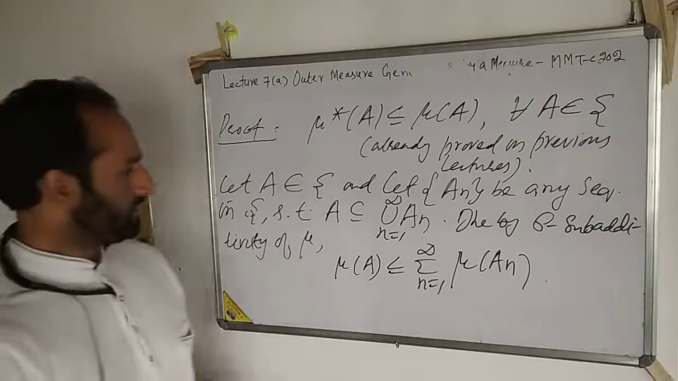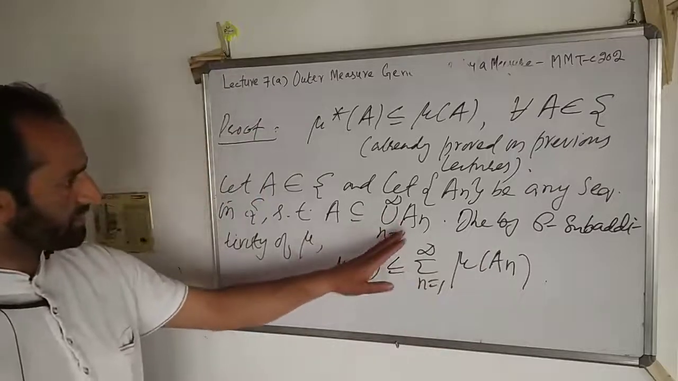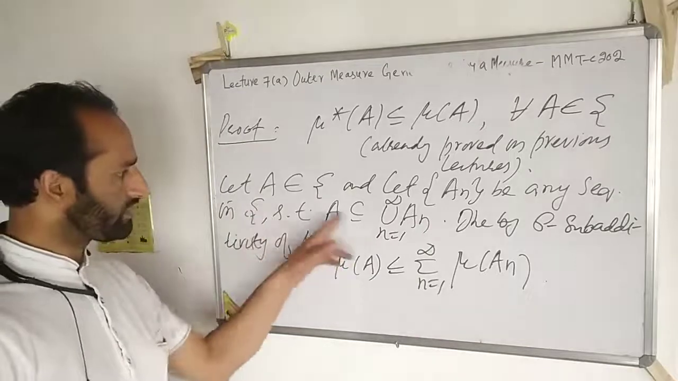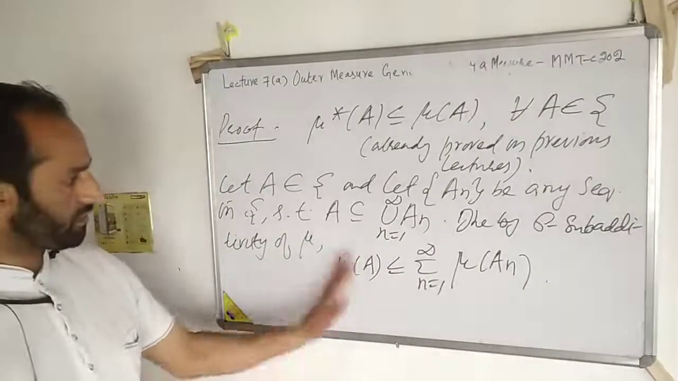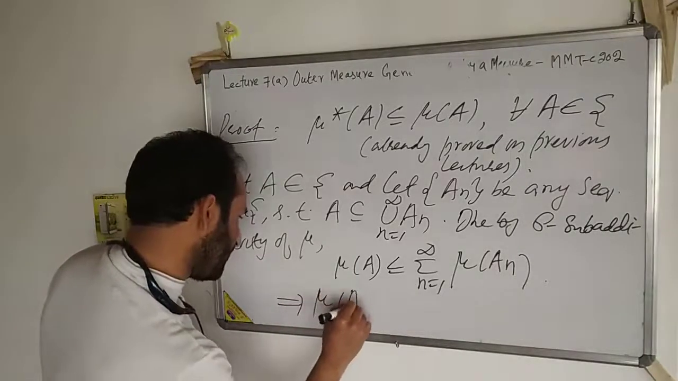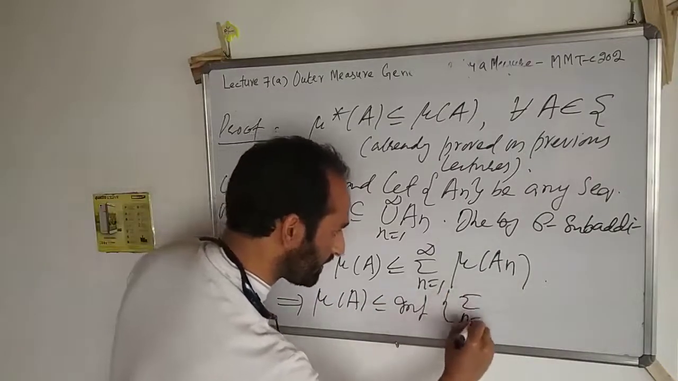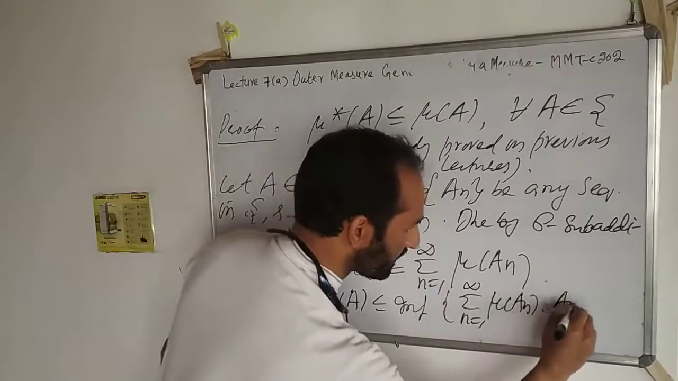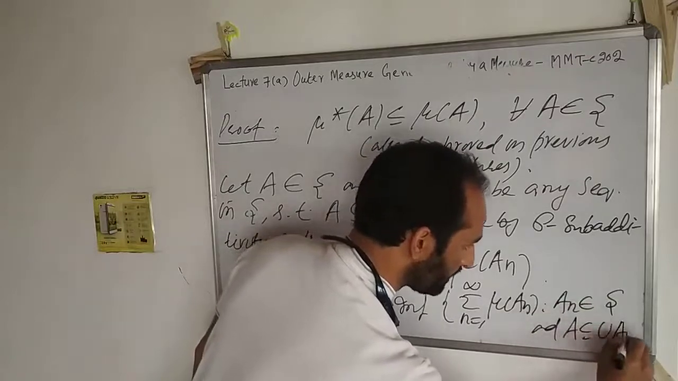Okay. So now let's apply infimum on this collection A_n from S covering A. Let's take infimum over all those collections having this property. So this will give mu of A is less or equal to infimum of summation n runs from 1 to infinity mu of A_n, such that A_n belongs to S and A is a subset of union A_n.